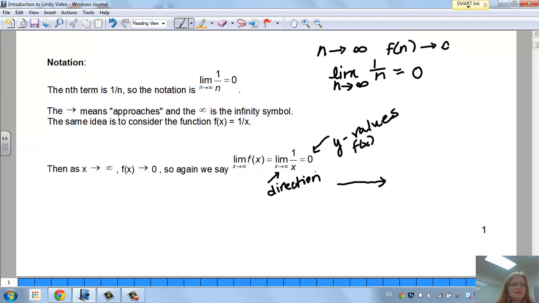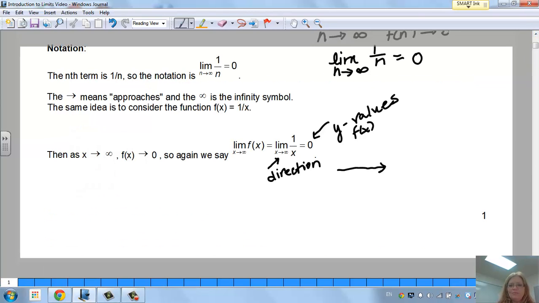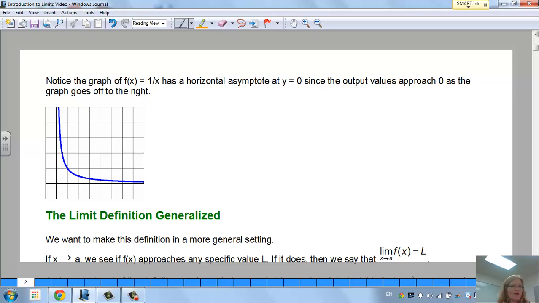So let's look at the definition of this. Notice the graph of f of x equals 1 over x has a horizontal asymptote at y equals 0, since the output values approach 0 as the graph goes off to the right. Here's 0, here's infinity, so my x's are going this way. My y values were bigger, but they get smaller and smaller, so they're approaching 0. That's what you're looking at: what is my function doing as I'm going to the right.